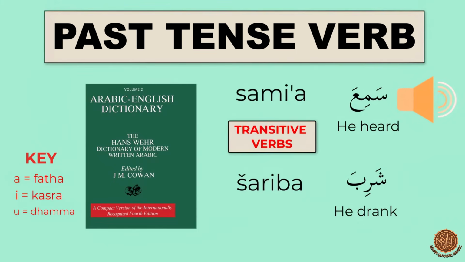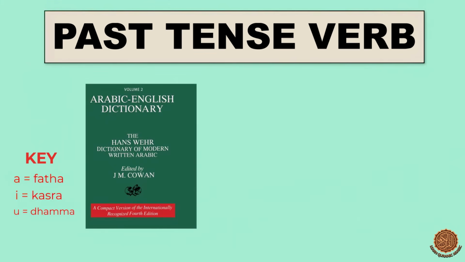So the who or what asking this question shows that it is a transitive verb. Similarly, he drank. What did he drink? And so it's transitive. Also, with some base letters, we can have more than one past tense verb form.